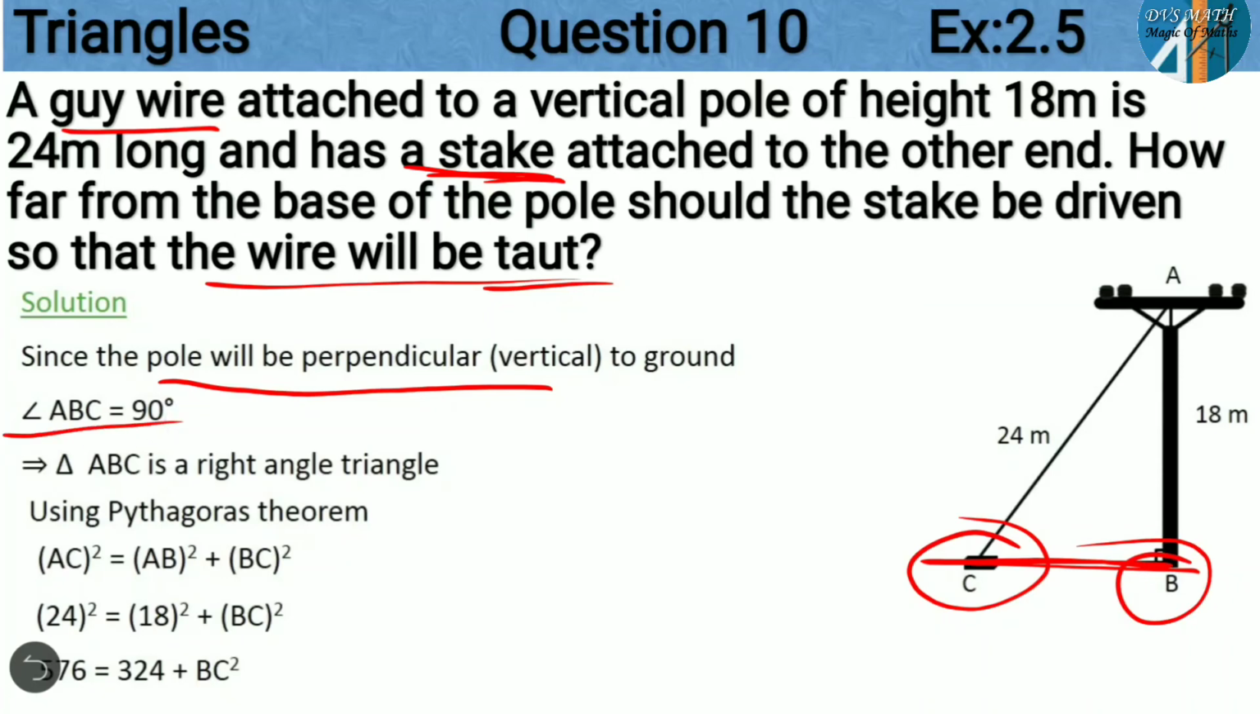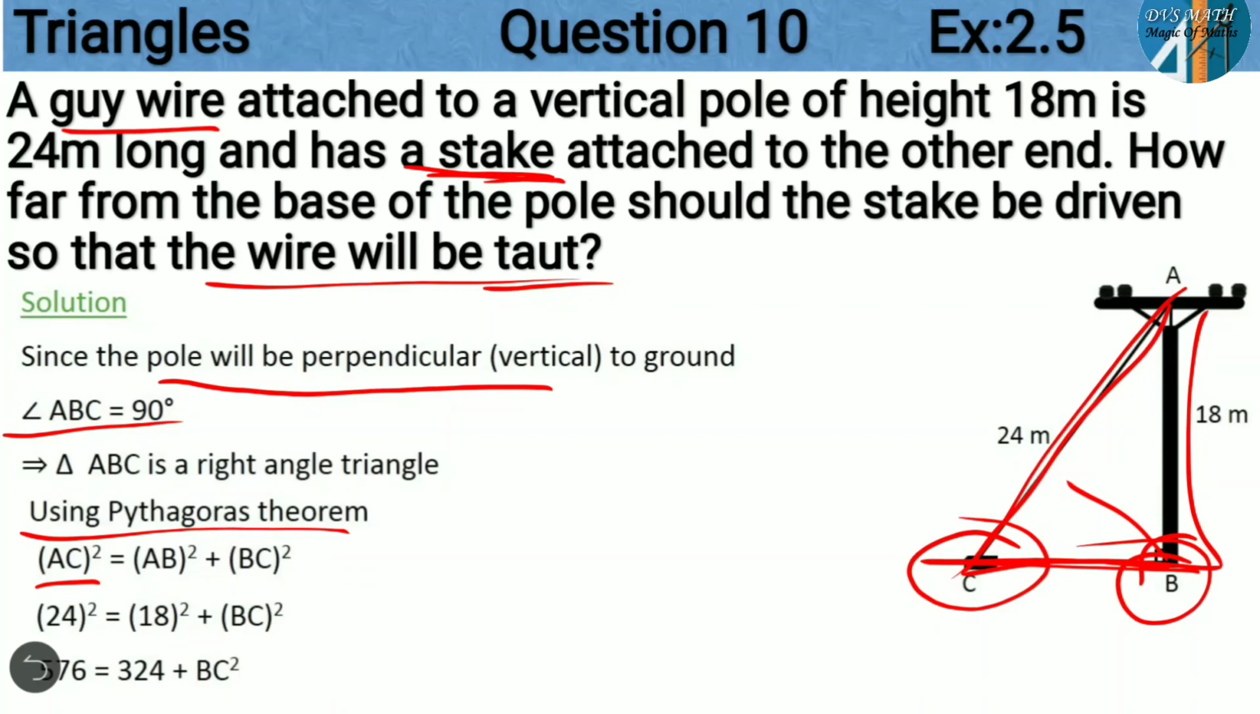As you all know, if any angle of a triangle is 90 degrees, it is a right triangle, and we can use the Pythagoras theorem. So let us use the Pythagoras theorem. Here, if you observe this triangle ABC, angle B is 90 degrees, so the side opposite to it, AC, will be the hypotenuse. So we use AC square is equal to AB square plus BC square. What is AC square? It is 24 square. AB square is 18 square, plus BC square, keep it as it is.